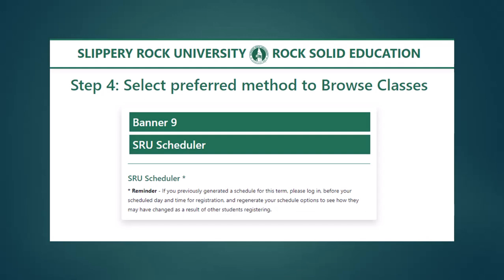A new window will prompt you to select your preferred method for browsing classes. For this video, we will select the SRU scheduler. Please see our video on Banner 9 registration for an overview of that option.